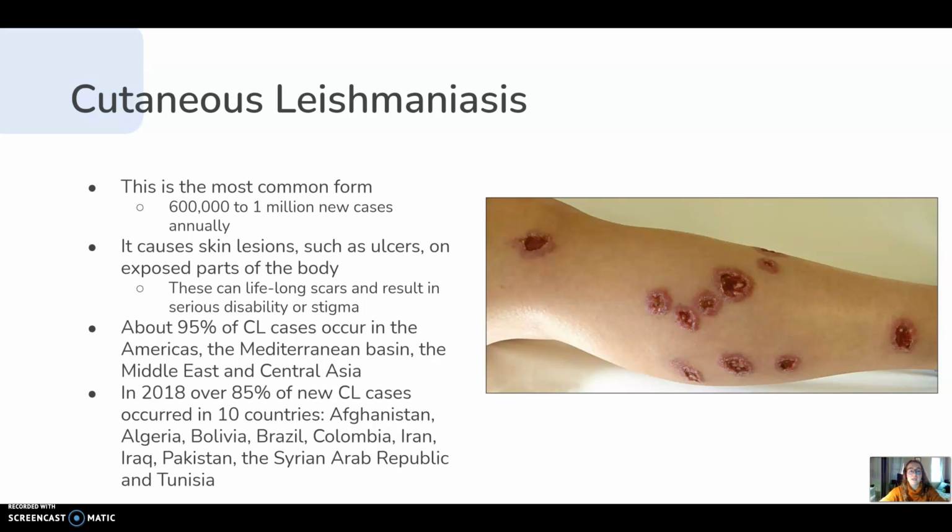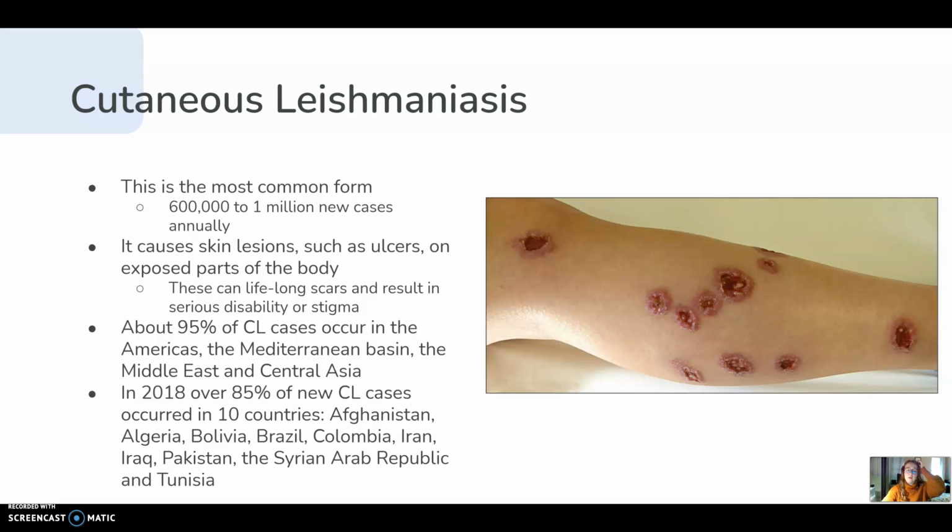Cutaneous leishmaniasis, as I said, is the most common form. It has 600,000 to 1 million new cases annually. As you can see in the picture, it causes skin lesions such as ulcers on exposed parts of the body. These can create lifelong scars and result in serious disability or stigma. About 95% of cutaneous leishmaniasis cases occur in the Americas, not the US, more South America and Central America, the Mediterranean basin, the Middle East, and Central Asia.